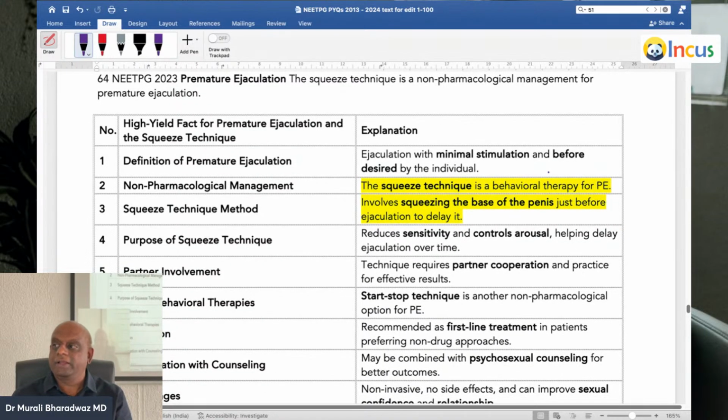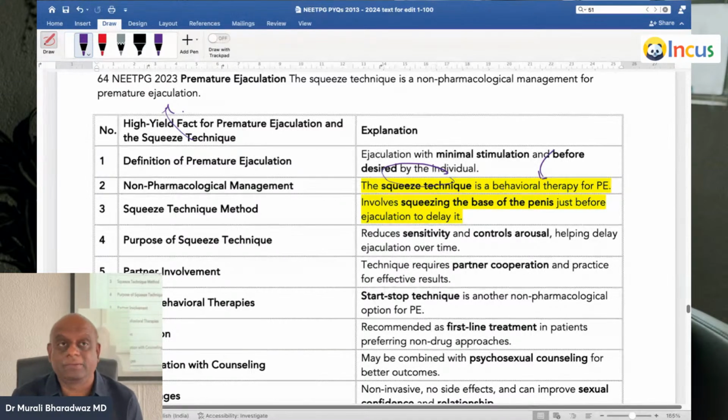Finish. Now, next, the squeeze technique is a non-pharmacological management of premature ejaculation. So, what is the squeeze technique? It is a behavioral therapy. When the guy is having a temptation to ejaculate, the partner will squeeze the base of the penis so that because of that nociceptive stimulus, the ejaculation becomes delayed. Which is called the squeeze technique.